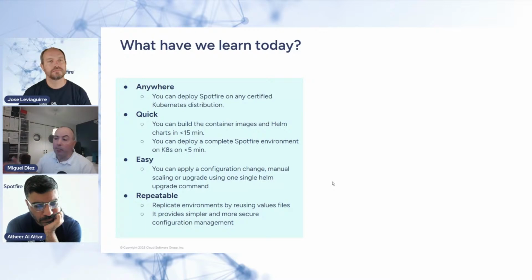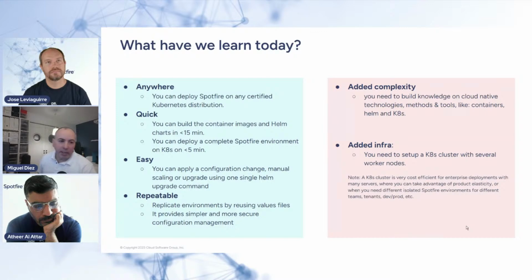It is quick. You can prepare the setup, building the containers and the charts. It will take 10-15 minutes, and you can deploy it in 2-5 minutes, a complete environment as big as you want. It is easy, one command if you want, and it's repeatable. You just have the configuration file and apply it again and again. So what are the downsides, you may ask? It has some added complexity. Of course, you need to build knowledge on containers, Helm charts, and Kubernetes. And you have added infrastructure requirements. You need to set up that Kubernetes cluster.